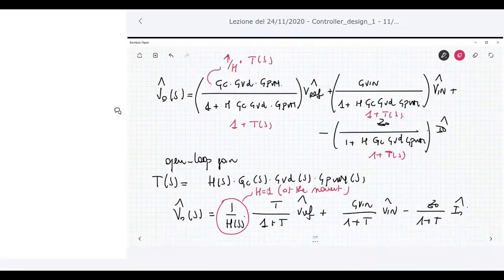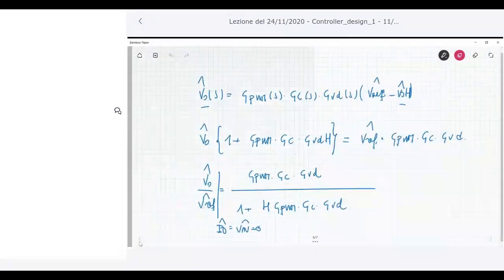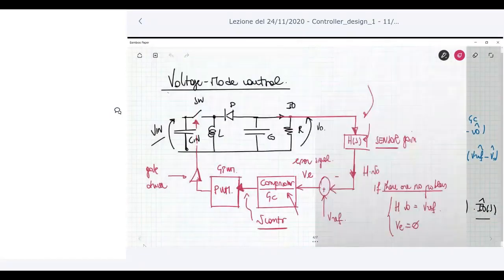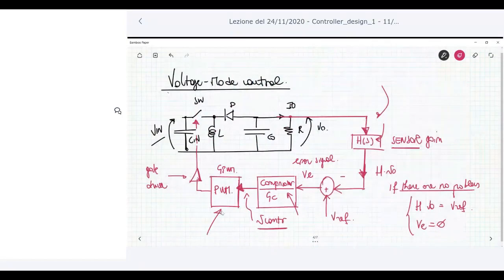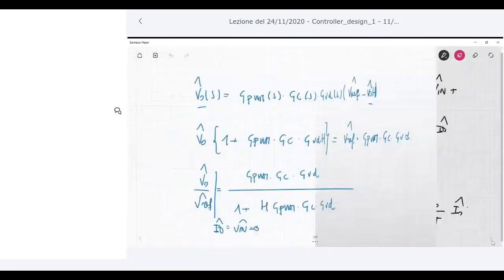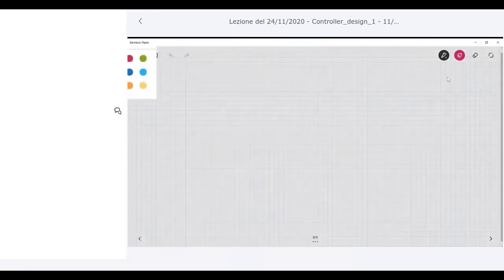I want to describe instead this gain here, which is the transfer function of the pulse width modulator. The pulse width modulator is the block placed here, and it takes as an input the control voltage that exits from the compensator, and at the output it generates the correct duty cycle. So let me discuss the pulse width modulator transfer function.